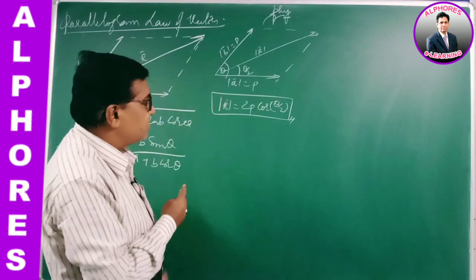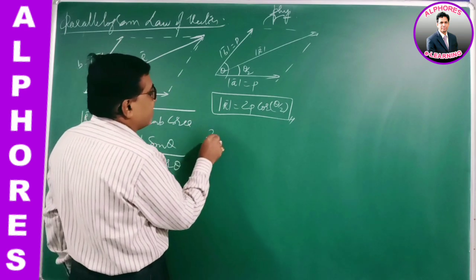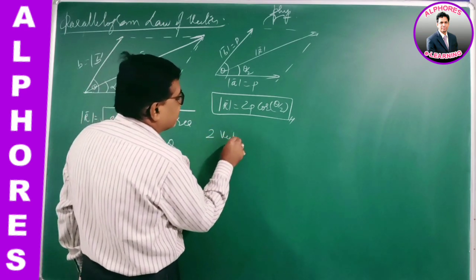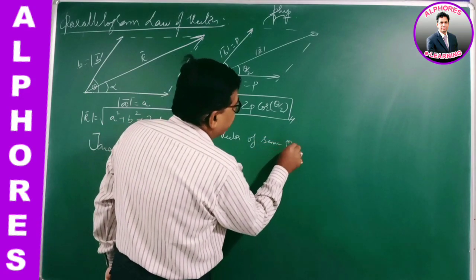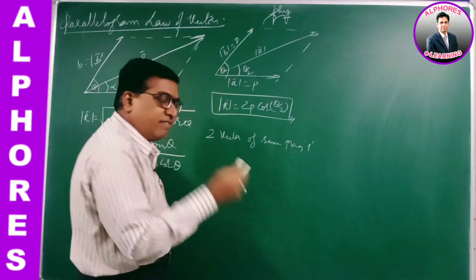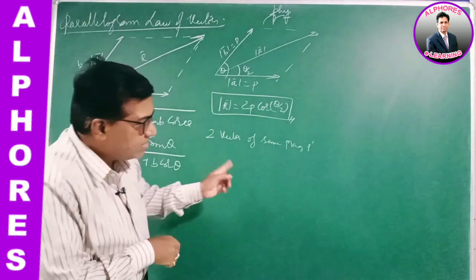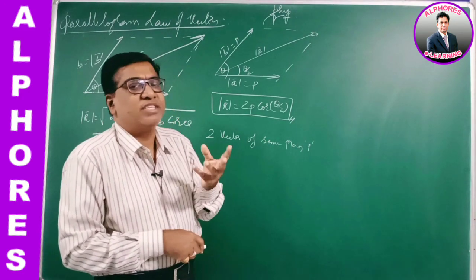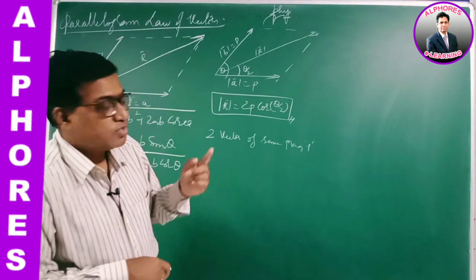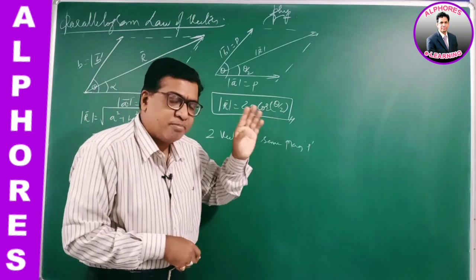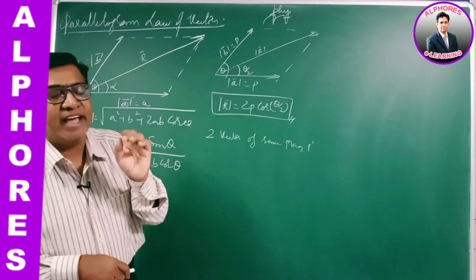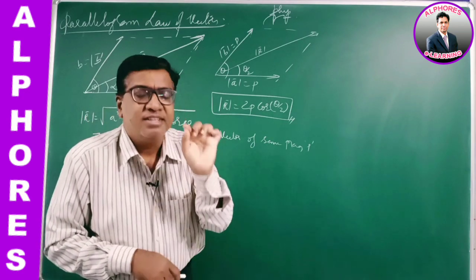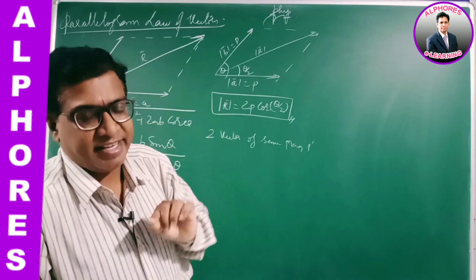The question is, two vectors of the same magnitude P have a resultant whose magnitude is also P. Then what is the angle between the vectors? So the vectors have the same magnitude P, and the resultant is also P. Then what is the angle? The angle is 120 degrees.